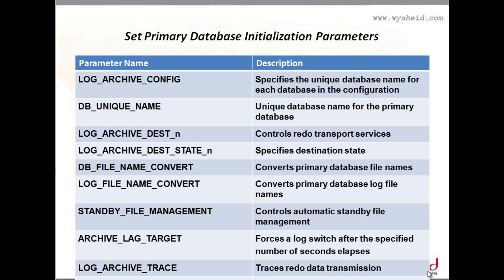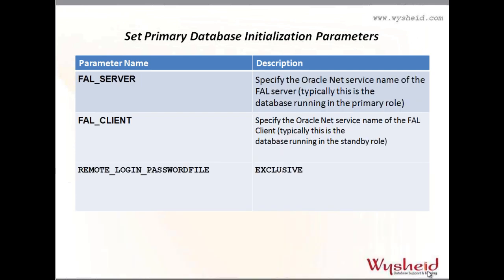Fine. We'll go to the next parameters, which are fal_server and fal_client. Mainly these two parameters are required on the standby database. Why are they required? Suppose there is a gap between the primary and the standby, say the primary database was pushing the redo, but the standby database was down due to some network issue, or it was not able to communicate with the primary. So that means there is a gap between the primary and the standby database.